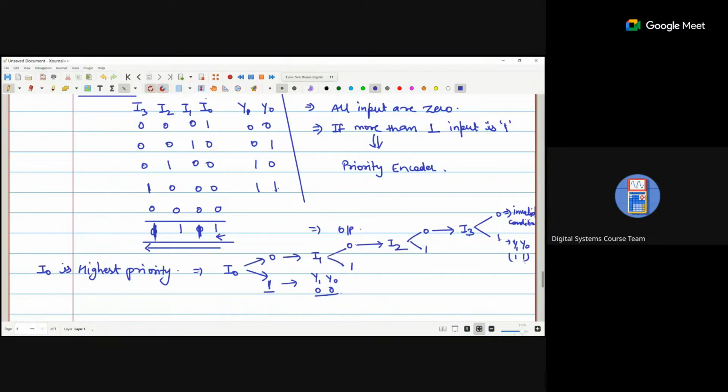But if I0 is 0, check I1. If I1 is 1, it will set Y1, Y0 as 0, 1. If I1 is 0, then check I2. But if I2 is 1, it will set Y1, Y0 as 1, 0. And if I2 is 0, check I3. If I3 is 1, it will set Y1 Y0 as 1 1. Okay? Any doubt? So that is the meaning of priority input.